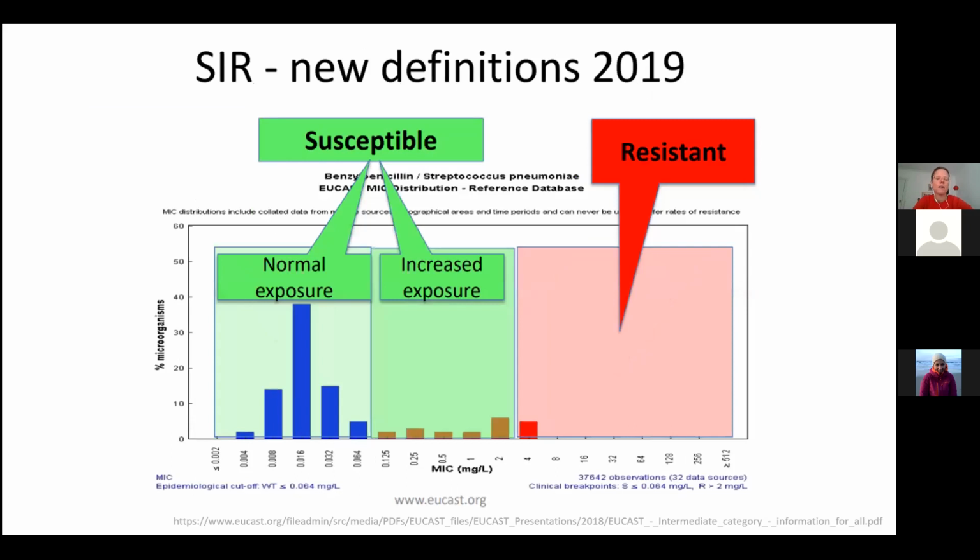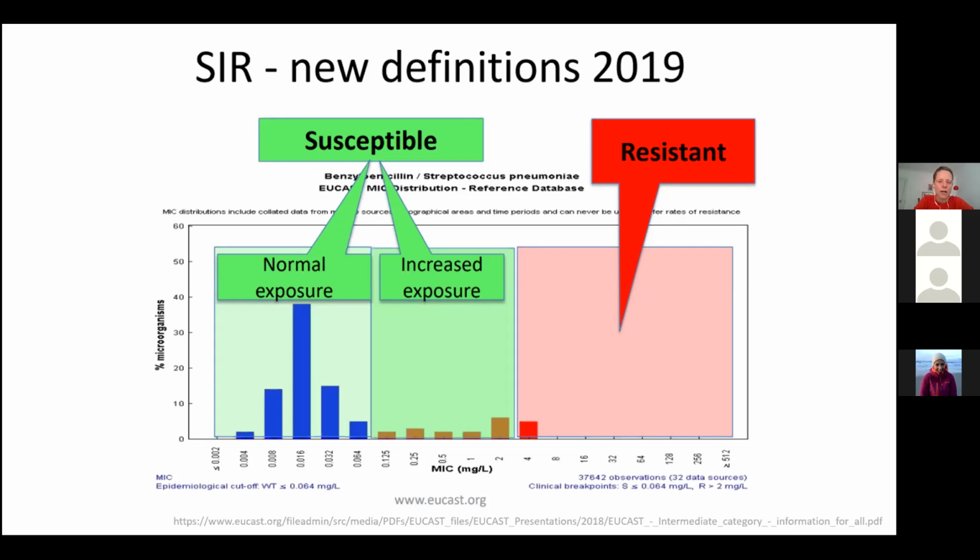So EUCAST, after a long consultation and discussion process, implemented the new I definition in 2019, with 2020 being a transition year, I think it was called. And as we all know, 2020 turned out to be a lot different than we all thought it would be. So that's why we still are talking about implementation of the new I in 2021.